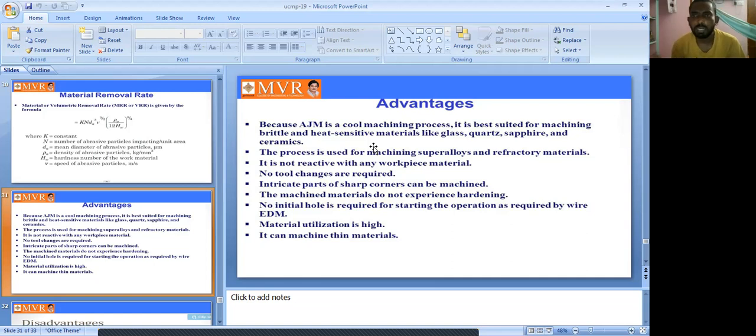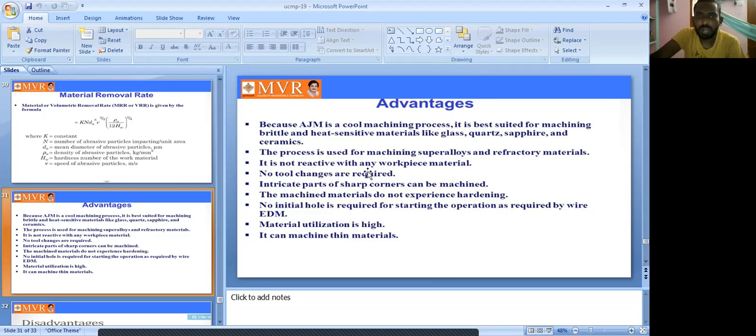So these kinds of materials are suitable for machining operations, and we can use these materials for machining in the abrasive jet machining process. This process is also used for machining super alloys and refractory materials.